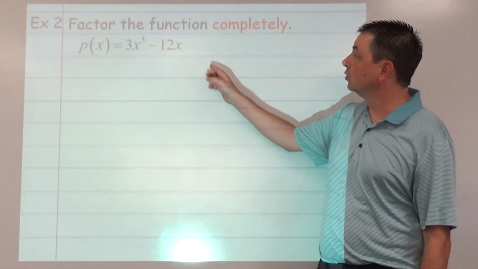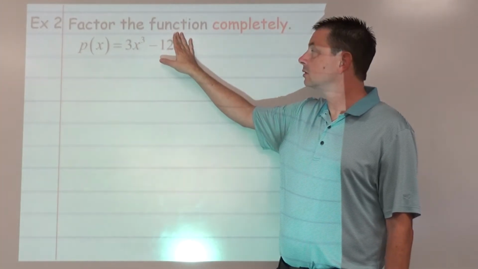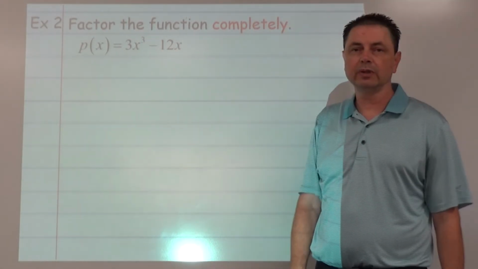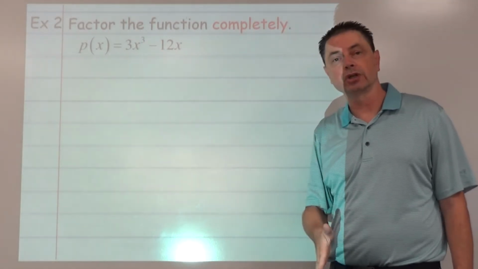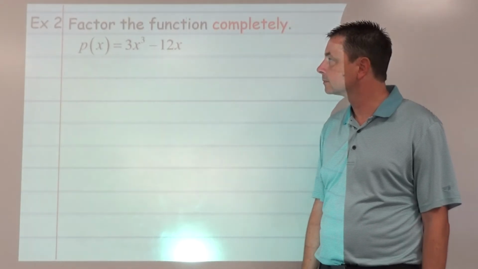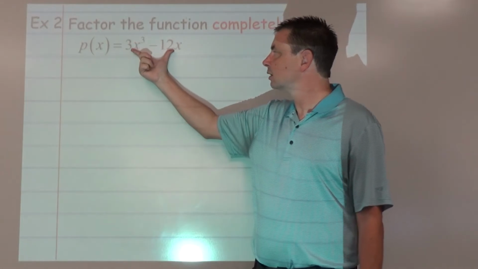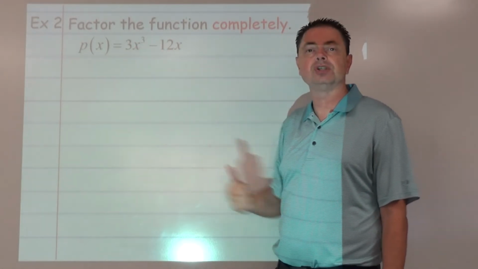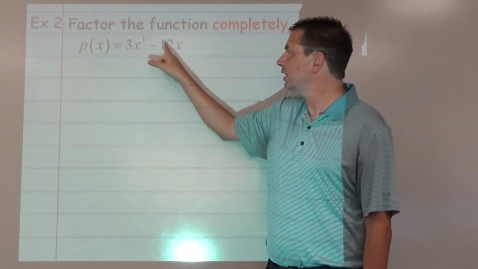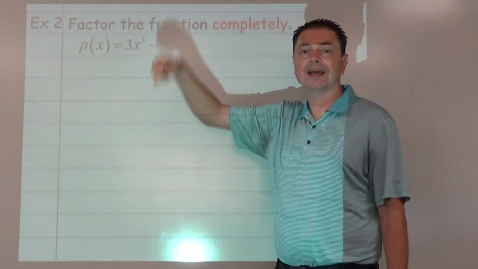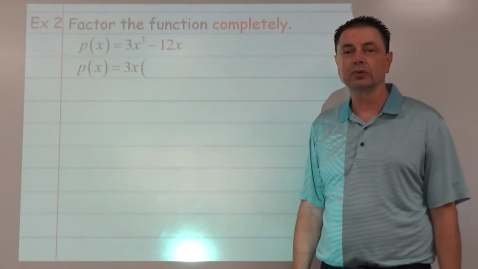Example number 2. We've got a function that's a cubic function. Factor this completely. The answer should also be a function. So we're going to look here. We're going to say p of x equals and try to do GCF. Clearly 3 goes into both, so factor out a 3. Factor out an x. The GCF is 3x.